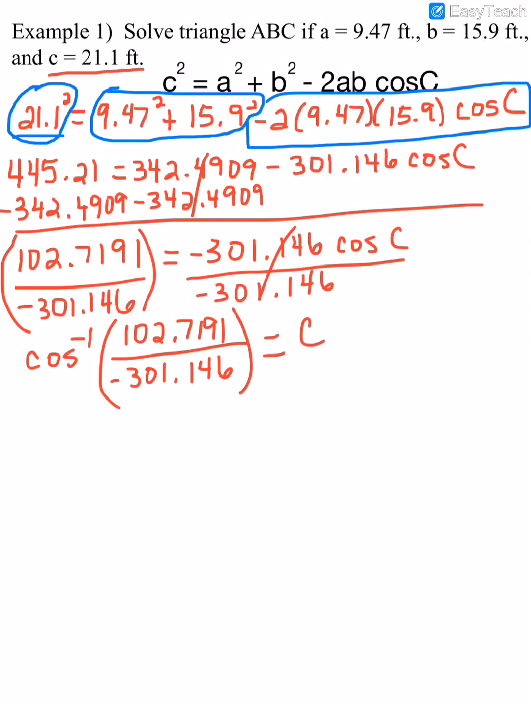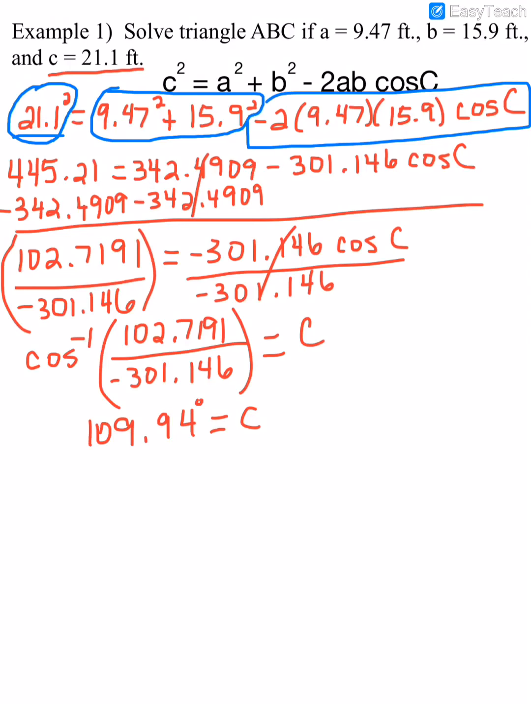Okay, so when I put that in my calculator, I get 109.94 degrees, that's my angle C. Make sure that your calculator is in degree mode and not radians.